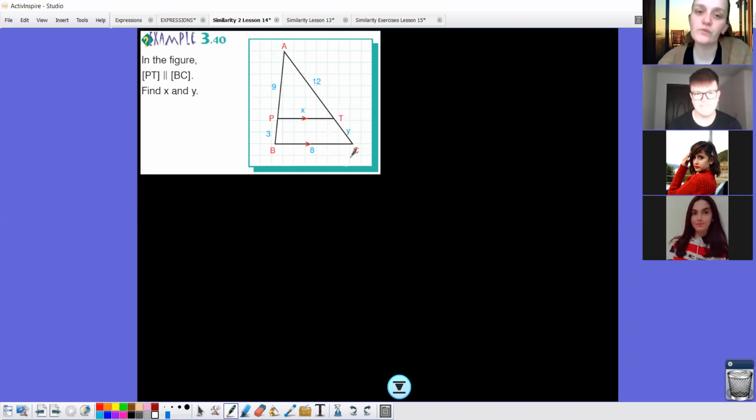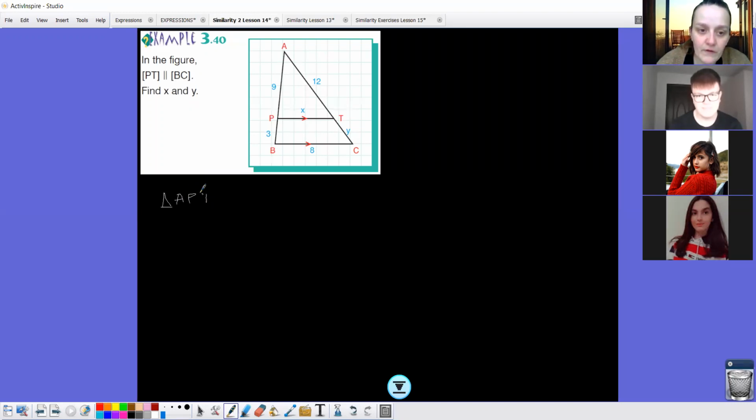In the figure, what is given to us? Some of the sides are given. Some parts are not given. And we can see that we have 2 triangles. Tell me which triangles we have here. We have triangle APT, I think.